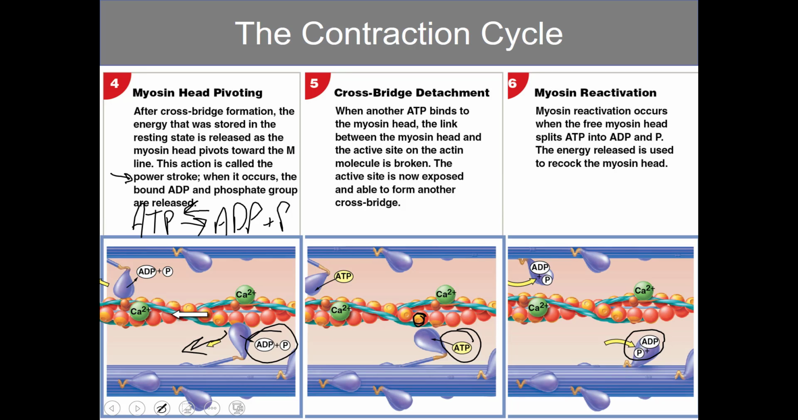All right, so let's formalize this. We'll start with step 5. When another ATP binds the myosin head, the link between the myosin head and the active site on the actin molecule is broken. So the two molecules separate. The active site is now exposed and able to form another cross bridge. Step 6, myosin head reactivation occurs when the free myosin head splits ATP into ADP and an inorganic phosphate. The energy released is used to recock the myosin head.